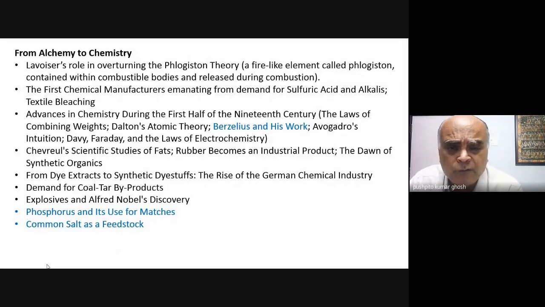Phosphorus and the use of matches, matchsticks. I have everything, but unless I can cause a spark, I cannot create a fire. And the use of matches, these were the great, great inventions. And the understanding that phosphorus is a very crucial element which you can burn and you can ignite and create fires. Common salt, from the work of Leblanc, which we'll discuss, as such an important feedstock.